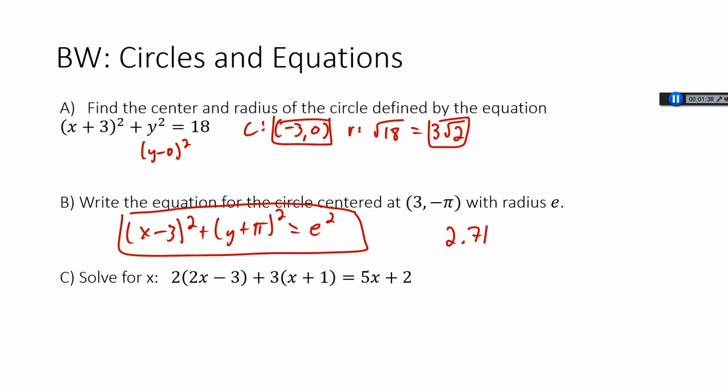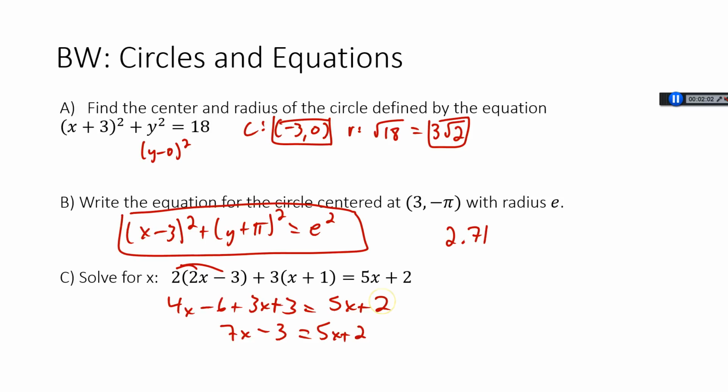All right, this last one we want to solve for x. So the way I would do this is I'd probably distribute first. So let's do that. So I'd have 4x minus 6 plus 3x plus 3 equal to 5x plus 2. And now let's see what we can do here if we combine a few things together. So 4x plus 3x is 7x. Negative 6 plus 3 is negative 3, equal to 5x plus 2.